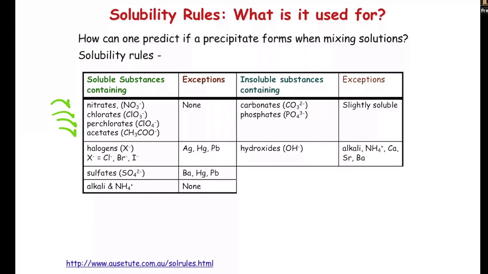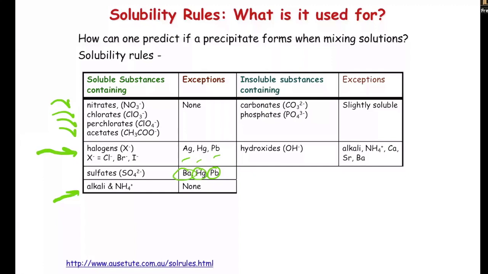When you have alkali or ammonia as the cation, they will always be soluble up to the solubility limit again. On the other hand, when you have halogenated anions, chlorine, bromine, and iodine, then they're soluble except when the cation is silver, mercury, or lead. Sulfates, if you have a sulfate anion, then they are soluble except when you have barium, mercury, and lead. So the solubility rules tell you generally what is soluble, and then they tell you the exceptions.